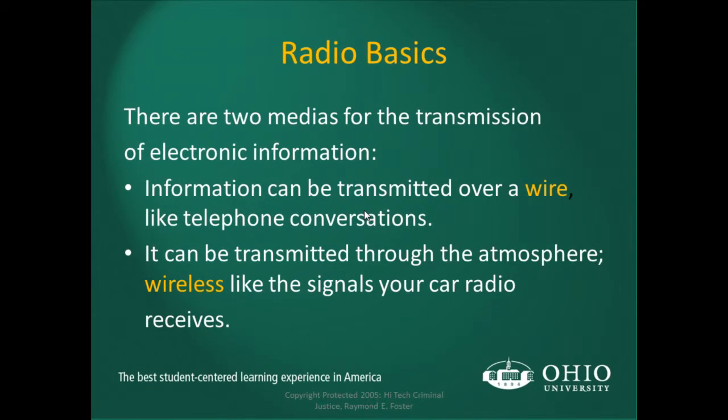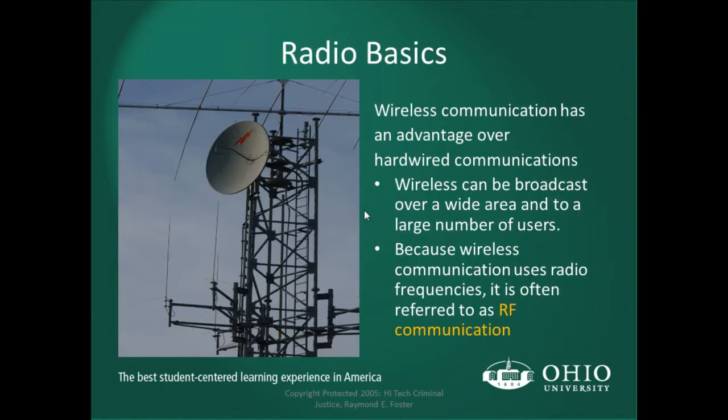Radio basics. There are two media for transmission of electronic information. Information can be sent over the wire, just like a phone conversation. You still have a landline in your home. That's a wired type of communication, or a wireless type of communication for radio communications as well as now cellular communications. That's probably the one big area here: in 2005 when this text was written, landline or wired-based communication was a lot more prevalent. Now we're seeing a lot more move towards wireless technology. So again, we'll try to make some notes there.